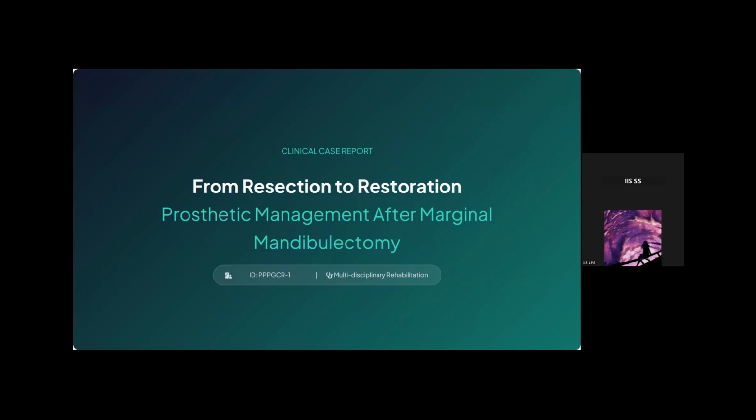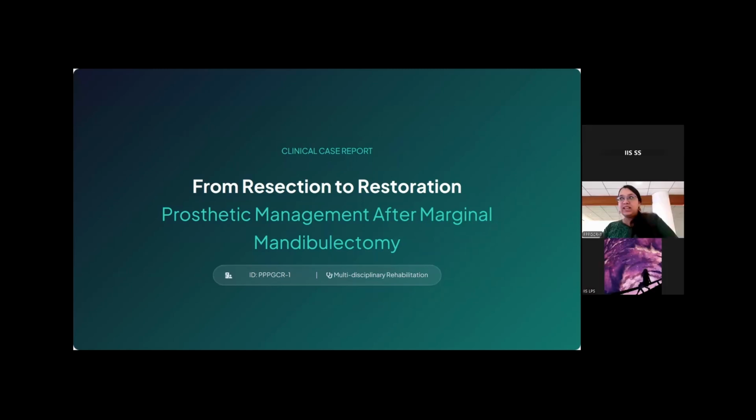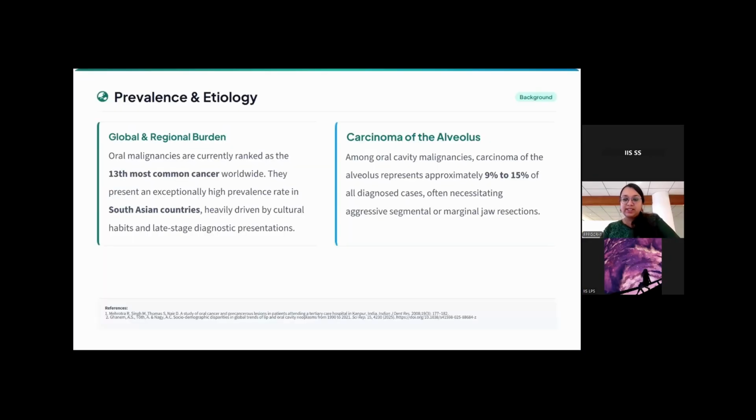So I'll be presenting a clinical case report of a case of marginal mandibulectomy and how we went ahead with the prosthetic rehabilitation using implants for this case. So this case was a case of carcinoma of the alveolus. Out of all the oral cavity malignancies, it is around 9 to 15% of all the cases, and usually it will require aggressive segmental or marginal jaw resections.